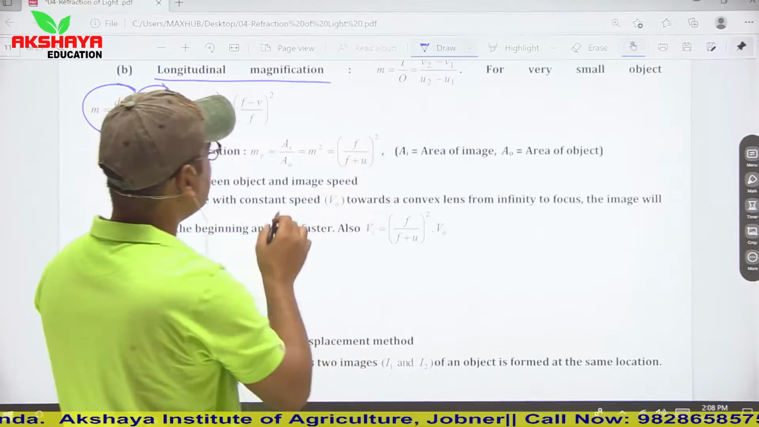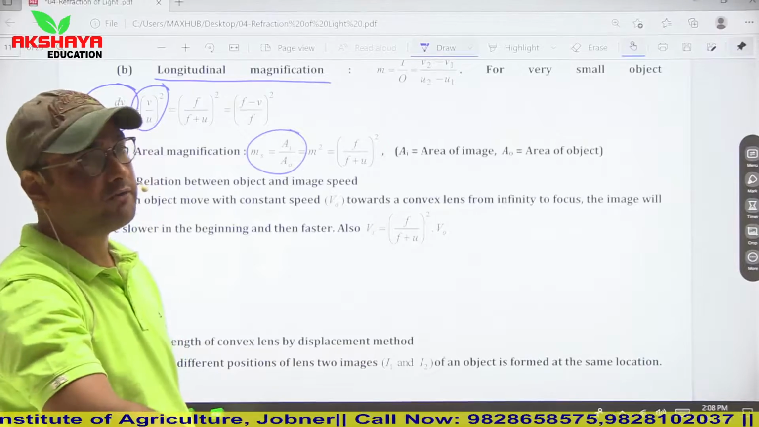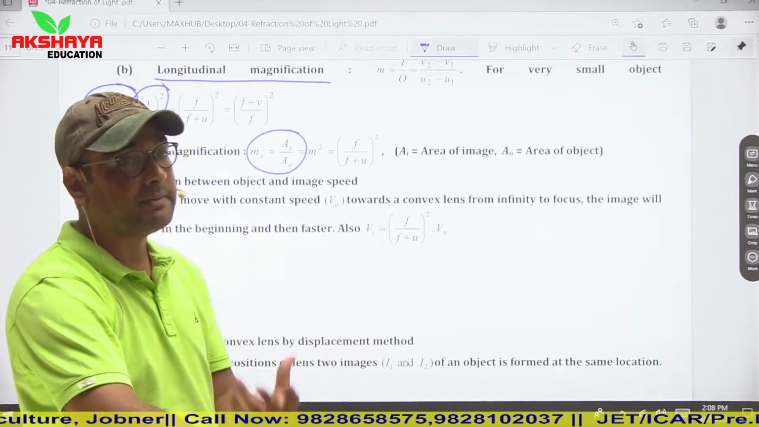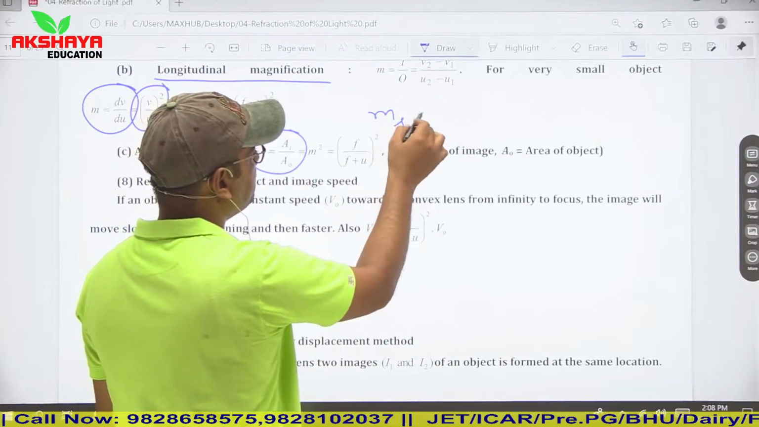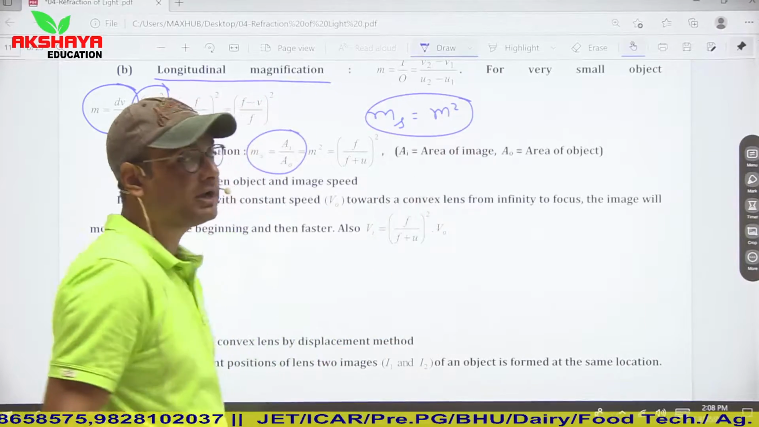Now areal magnification. Areal magnification is the area of the image with respect to the area of the object. In general, it is equal to the square of lateral magnification: m area is equal to m square, where m is the linear or lateral magnification.